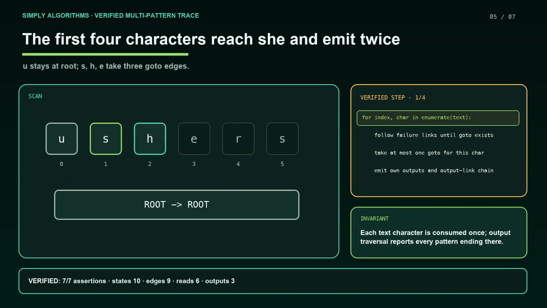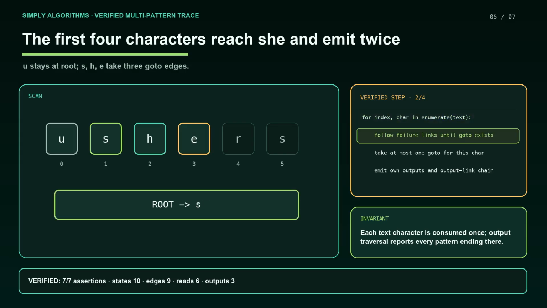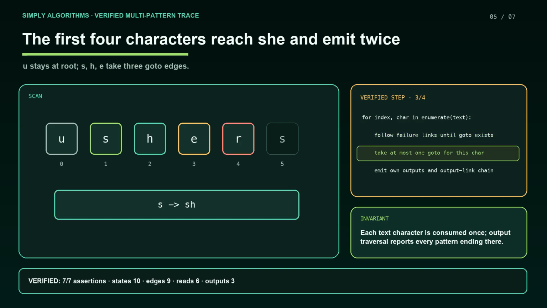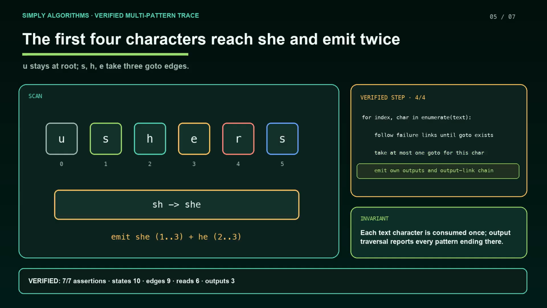Now scan ushers once. Character U has no root edge, so the state stays root. Then S moves to S, H to SH, and E to she. The state emits its own pattern she at positions 1 through 3, follows the output link without consuming text, and also emits he at positions 2 through 3.